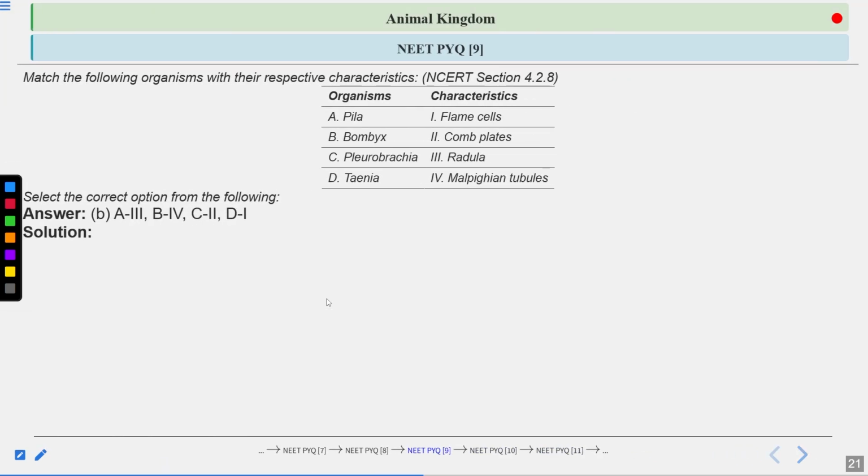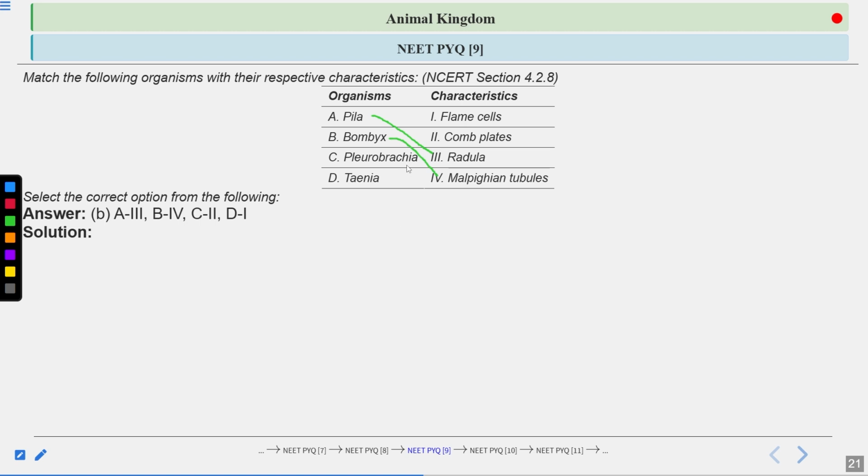Yes, the option B is correct. See, Pila. Pila is having radula as a rasping organ. So you will match Pila with the radula, option 3. Okay. Bombyx. Bombyx is a silkworm, it belongs to arthropods. And arthropods are having Malpighian tubules as an excretory organ. So Malpighian tubules. Yes.